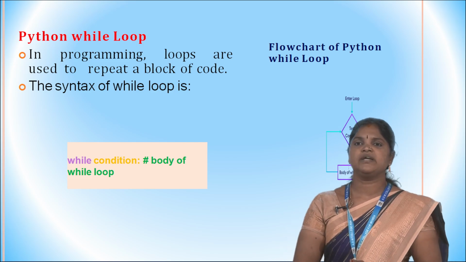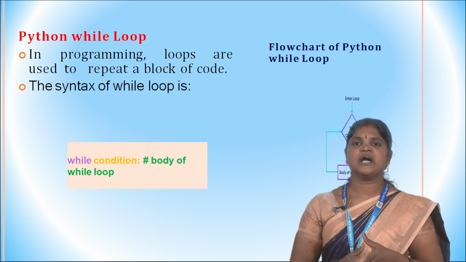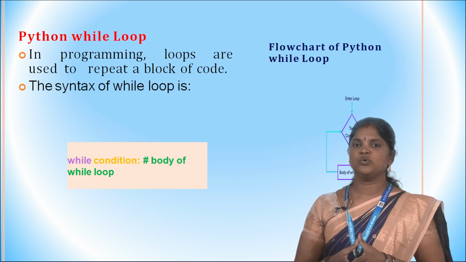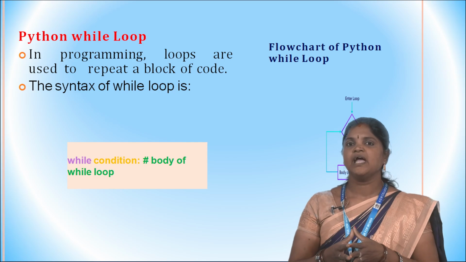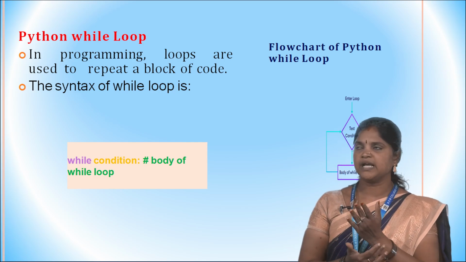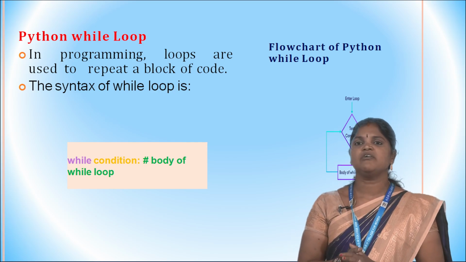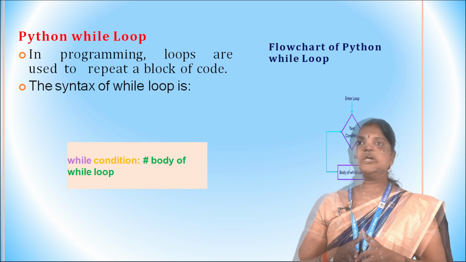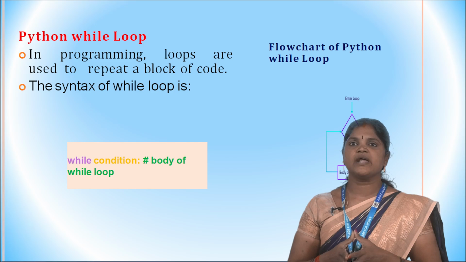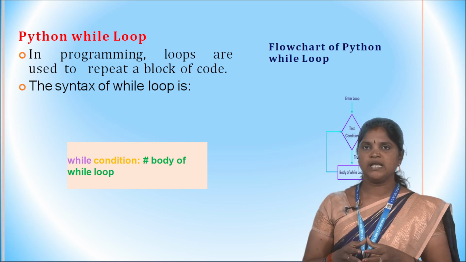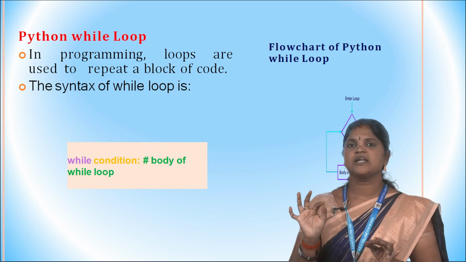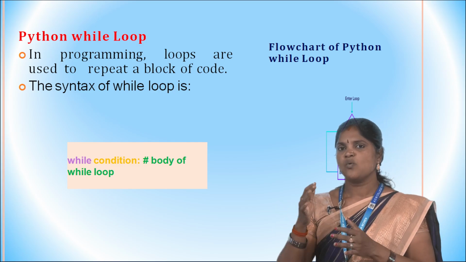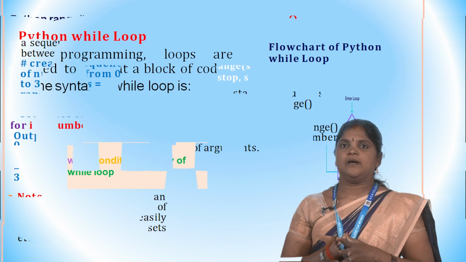A while loop evaluates the condition. If the condition evaluates to true, the code inside the while loop is executed. The condition is evaluated again. This process continues until the condition is false. When the condition evaluates to false, the loop will be stopped. This is the flowchart of the while loop. For example, initialize the variable i equal to 1, n equal to 5, while i less than or equal to n, print i, i equal to i plus 1. The output is 1, 2, 3 up to 5.